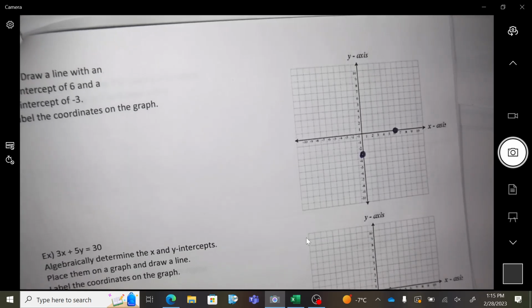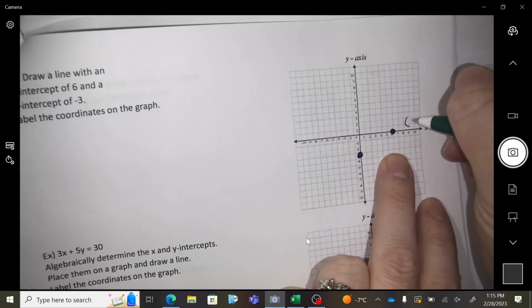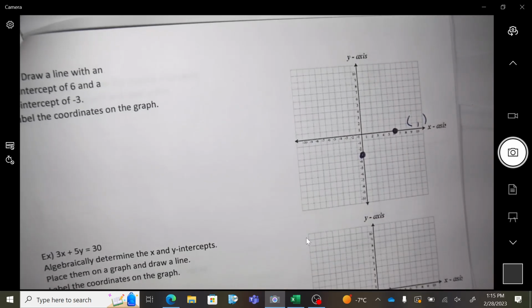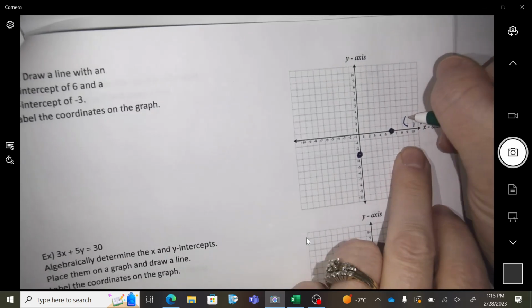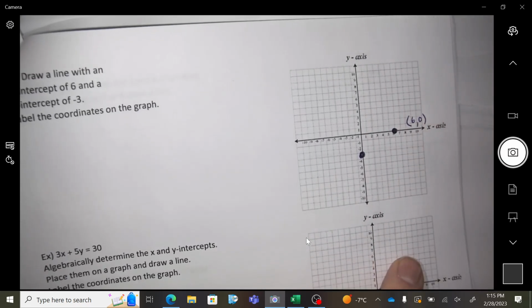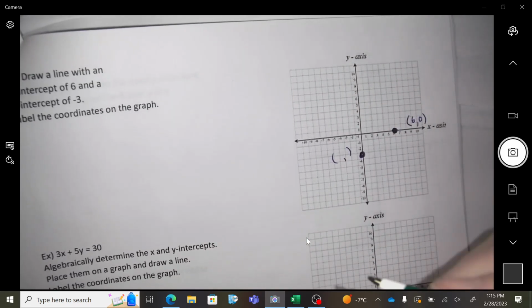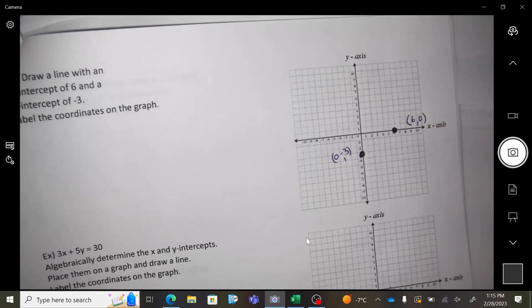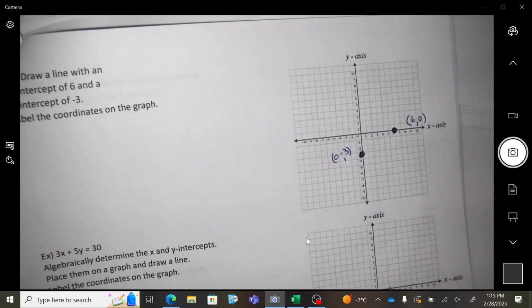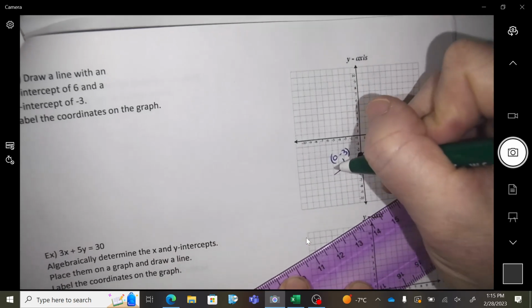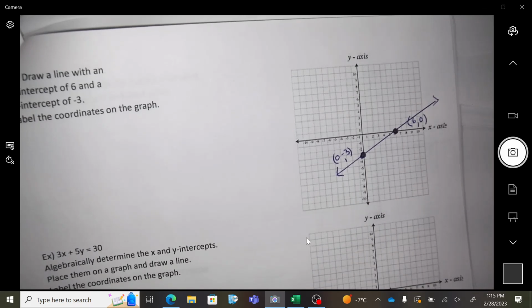So I need you to label the coordinates. This coordinate would be what, comma, what? 6, comma, 0. And then this coordinate would be what, comma, what? 0, comma, -3. Good. And then this is a line, so I'm just connecting them and drawing arrows. Okay, so that's how we're going to learn how to graph lines. We're just going to grab the intercepts.